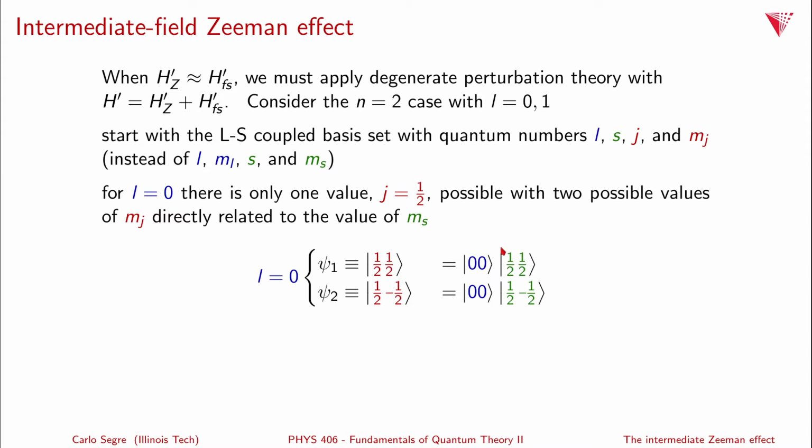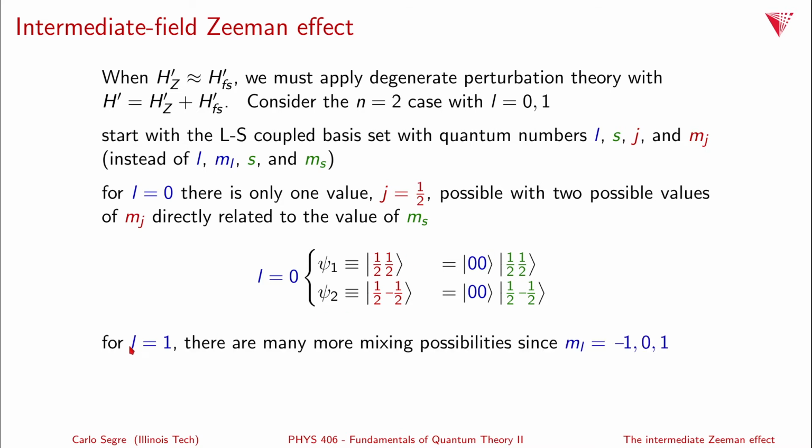Now, why am I enumerating both of these? Because in the case of the Zeeman effect, I need to know what the individual values of M sub L and M sub S are to calculate the Zeeman energy correction. Whereas with the fine structure, I need to know J and M sub J. For L equals 1, there are more mixing possibilities, since M sub L is minus 1, 0, and plus 1.